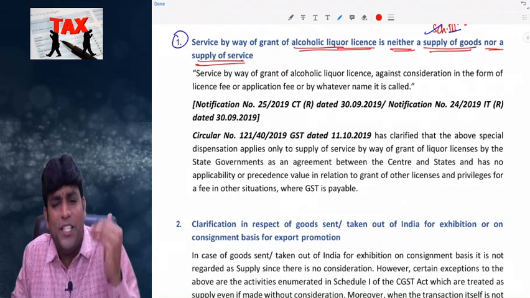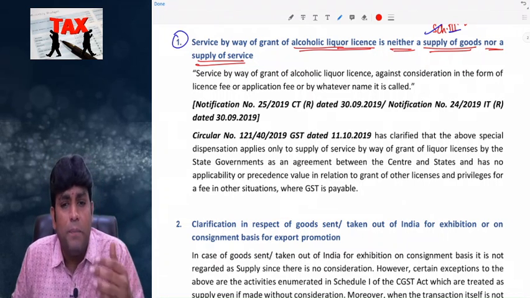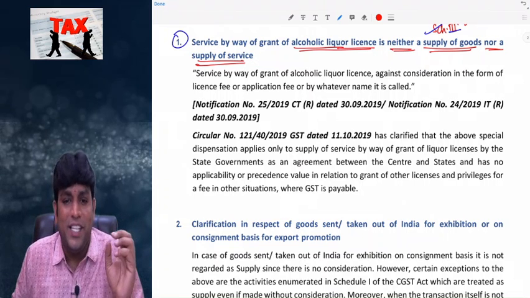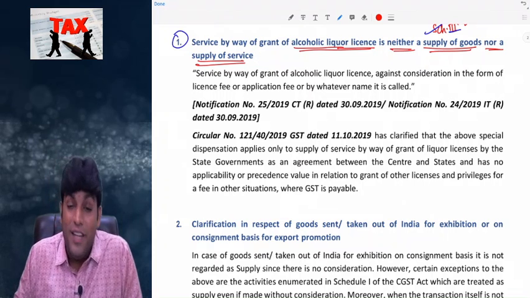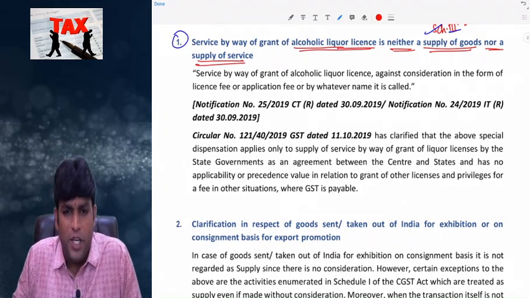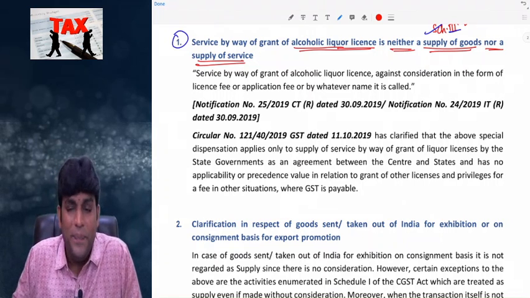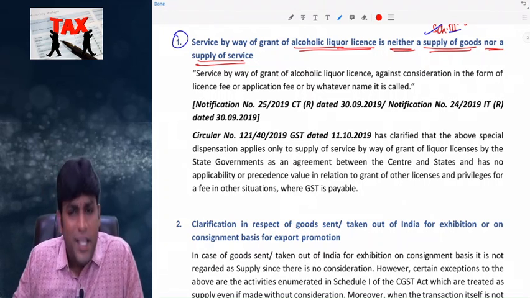That clearly signifies that alcoholic liquor for human consumption is one such product which is permanently kept outside GST. Correct, friends? Now, practically, on alcoholic liquor for human consumption, the state government levies excise duty, VAT, CST and all. Excise duty on alcoholic liquor for human consumption is levied by the state government.